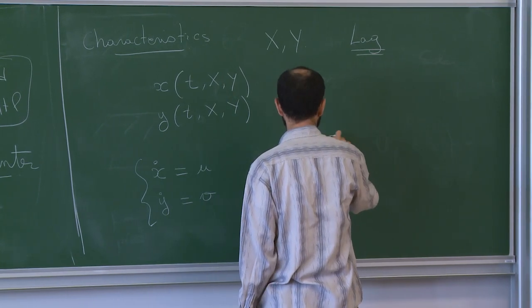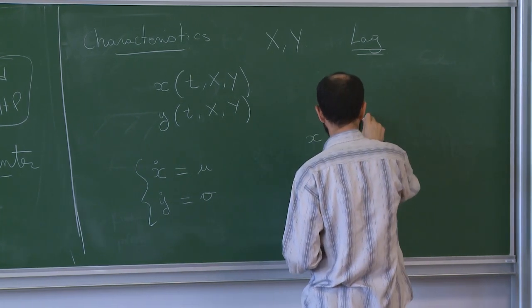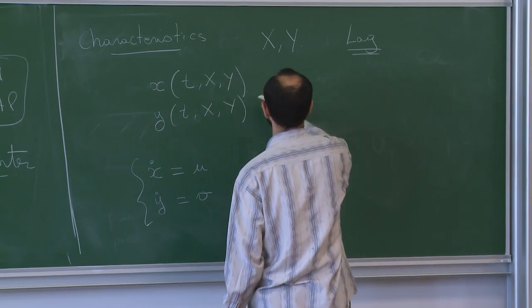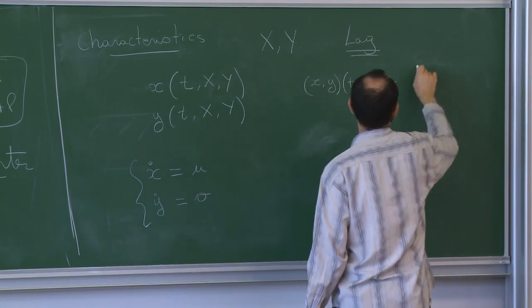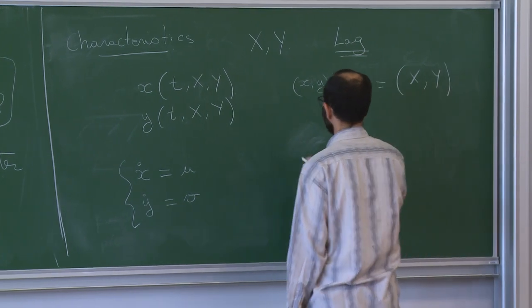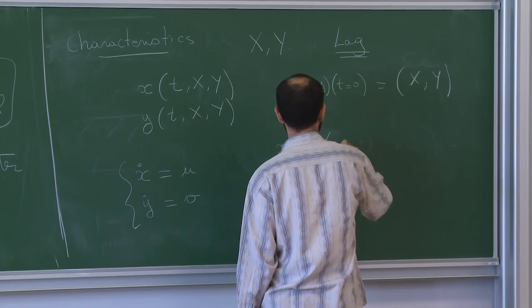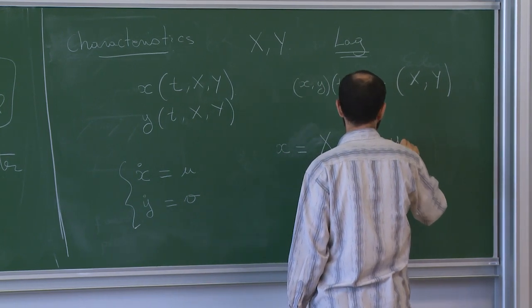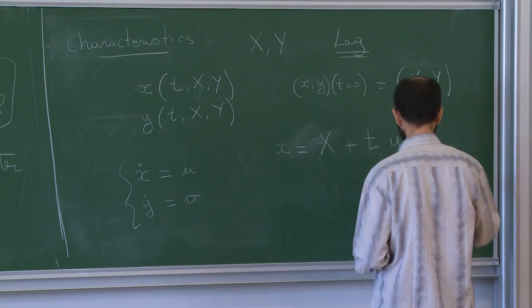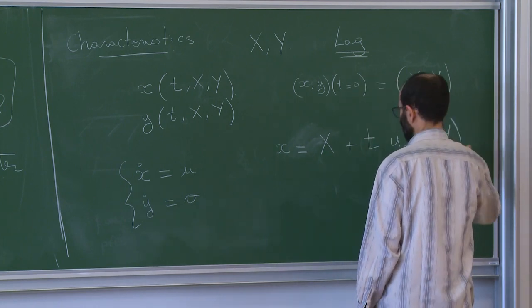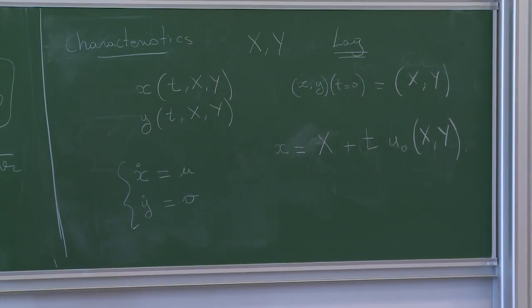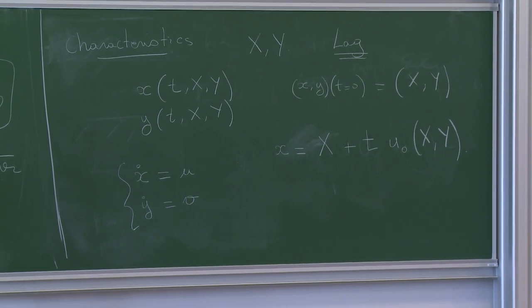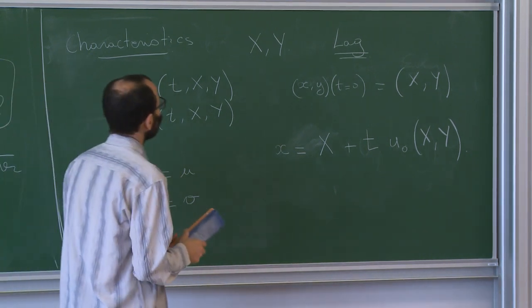So then my x becomes, of course, normally I need to say that x(X, Y, t=0) equals X, Y. So then my x will be capital X plus t u0, where u0 is the initial data of X, Y. It's like Burgers. This is exactly as if you are doing Burgers.